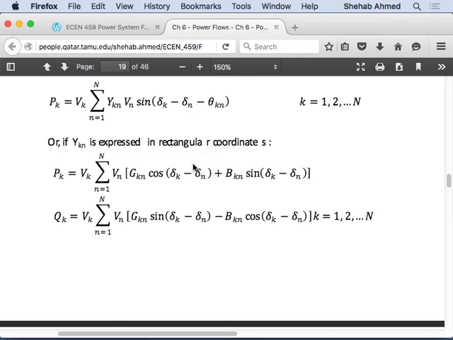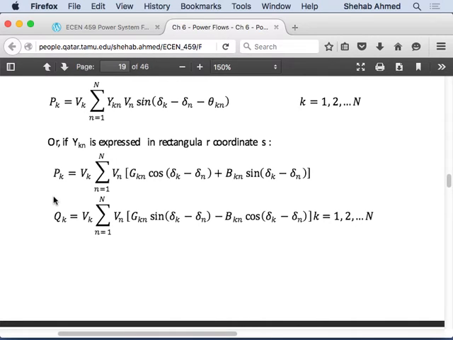At every bus, remember, let's say we have a PQ bus. At a PQ bus, do I know P and Q at that specific bus or not? At a load bus, I know the load's active power and reactive power, right? So I know P and Q at the bus. So I know PK and QK.